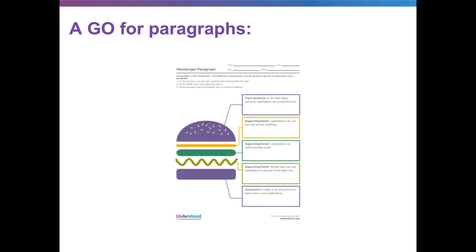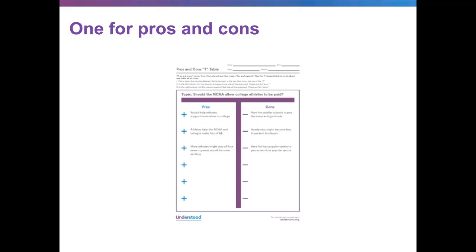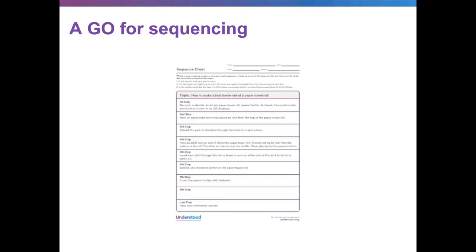Then for pros and cons, we have kind of that T-chart there that works very well. And then for sequencing, there's a graphic organizer that works well, and you can see that as the writing gets a little more difficult, the graphic organizer gets a little more complicated, and that's to be expected. But graphic organizers have a solid evidence base behind them in terms of positive impact on the writing development of kids with learning and attention issues.